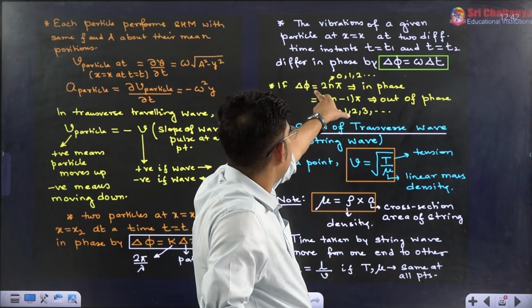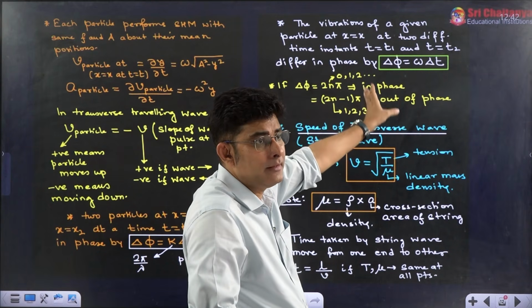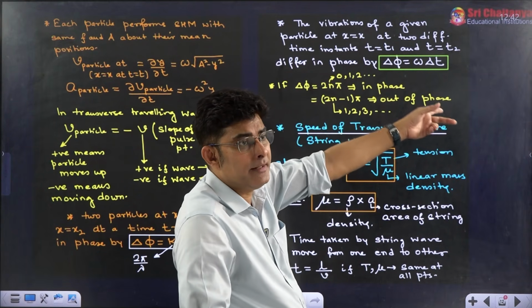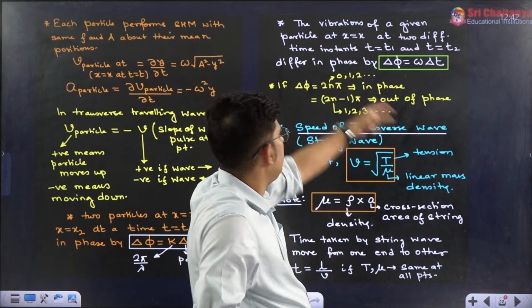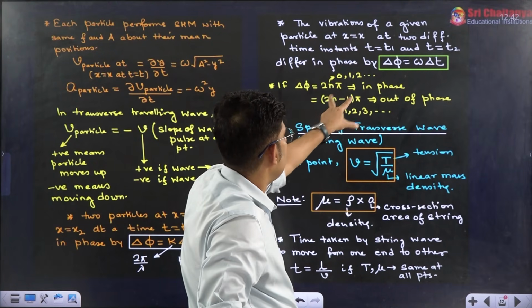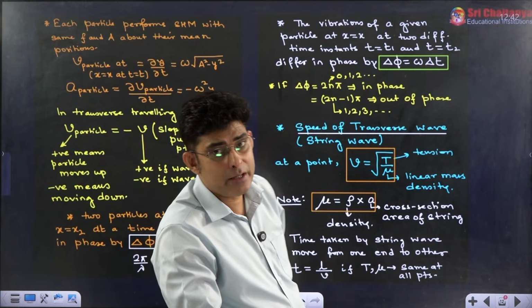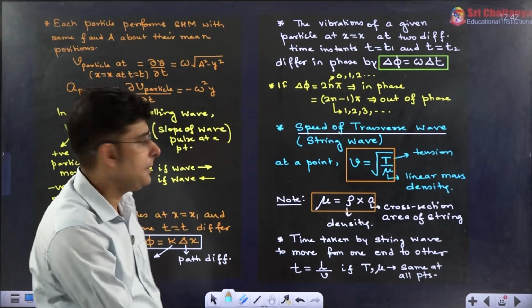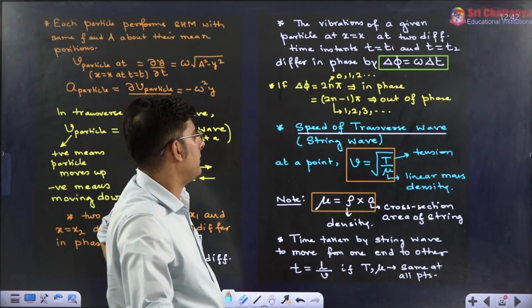Now whenever we have delta phi as 2 n pi, means 0, 2 pi, 4 pi, 6 pi, 8 pi and so on, then we say that the particles are in phase. And whenever we see that there is odd multiple of pi, then we say that the vibrations are out of phase. Okay. Speed of transverse wave.